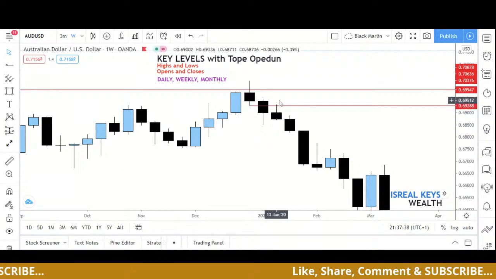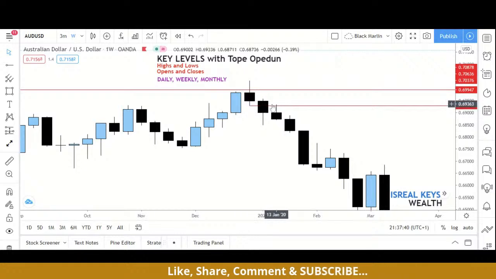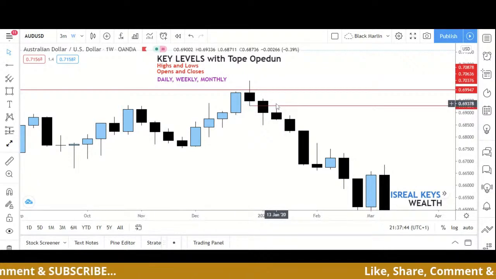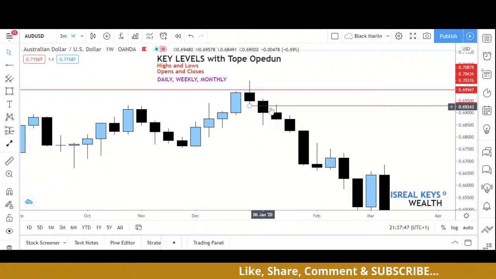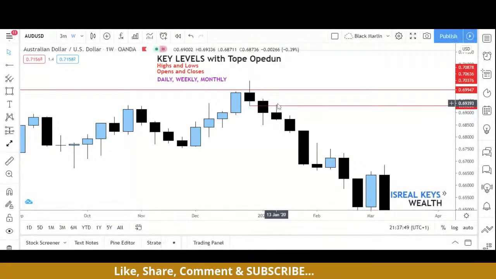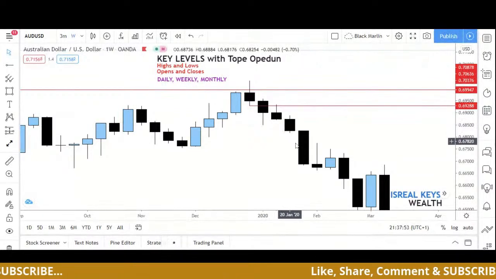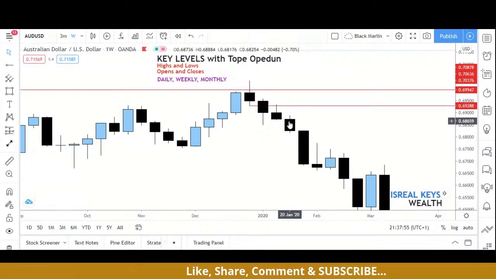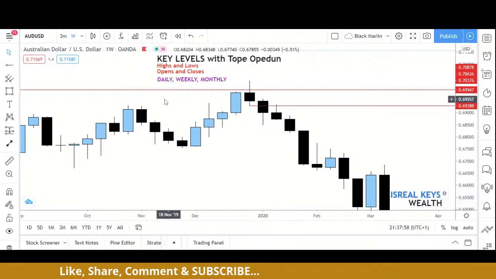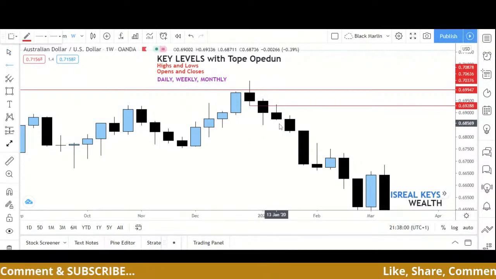Price rallied up to the key level there. Some nice price action would have taken place there. Could be a daily stop hunt. Definitely see market structure break. Definitely see engulfing around those levels, and then price came down. And as price closes below the previous week, we'll be forming more key levels.